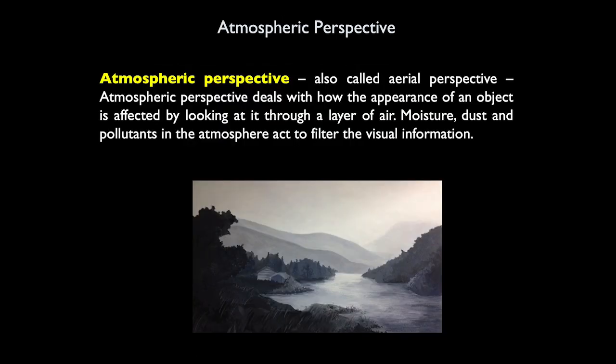The next type of perspective is called atmospheric perspective, and this is also called aerial perspective. Atmospheric perspective deals with how the appearance of an object is affected by looking at it through a layer of air. Moisture, dust, and pollutants in the atmosphere act to filter the visual information. So this is most apparent on a foggy day when it may be difficult to see across the street. Even in the clear, dry air of a desert, the atmosphere changes the appearance of distant objects.